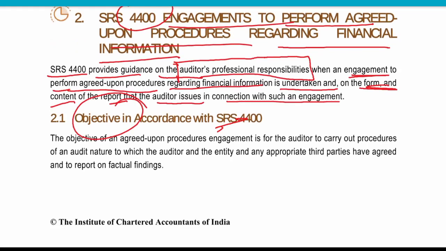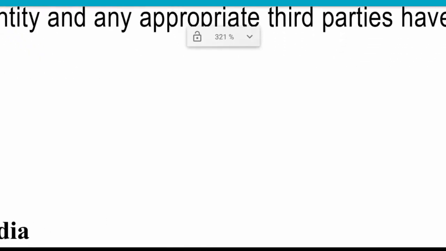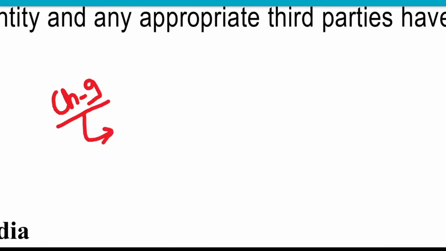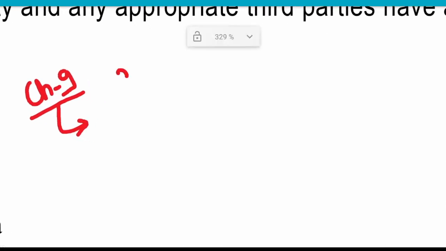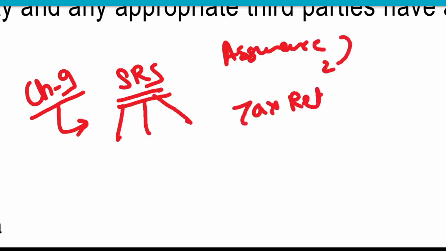Now, for Someshwar, I just wanted to repeat myself because you joined late. What we are doing currently is chapter number 9. In chapter number 9, what we have covered till now is SRS. SRS means standards on related services. This is not the assurance services, but other than assurance services, such as tax returns, compilation, or there is one thing known as agreed upon procedures.